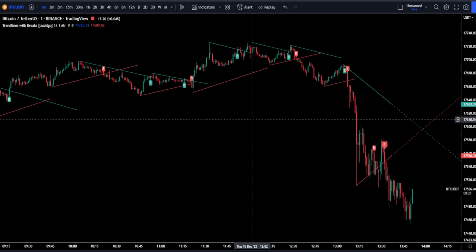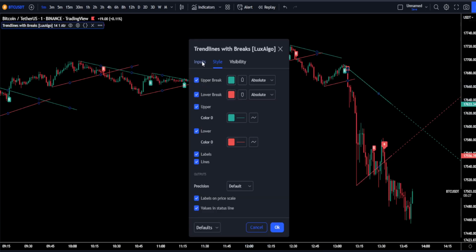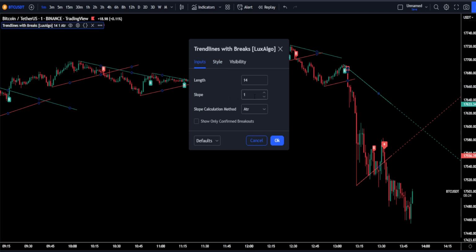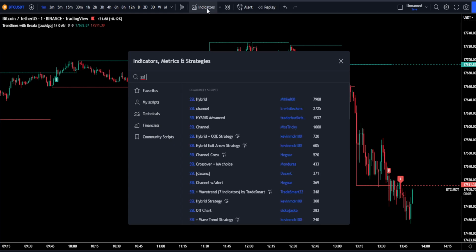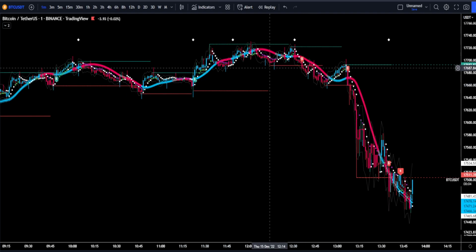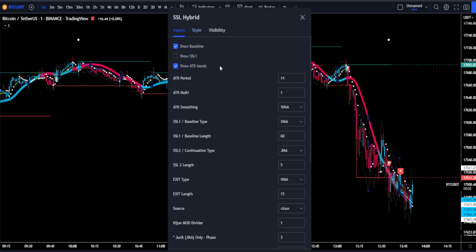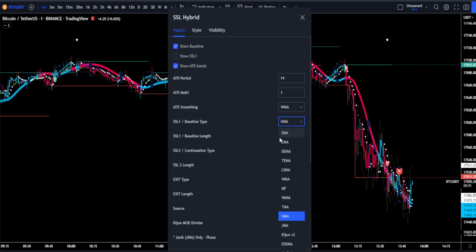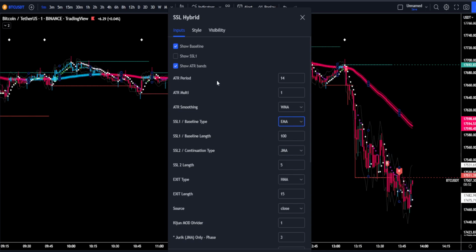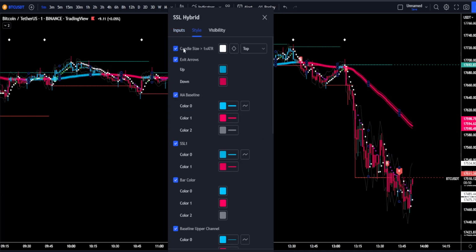The indicator settings will need to be changed, so double click on it, and in our input section we're going to be changing our slope from 1 to 0, and we're going to be ticking show only confirmed breakouts. For the second indicator we need to add our SSL hybrid, which is this one by Michael. We're also going to need to change the settings to this, so double click on it, and in the input section we're going to be changing the baseline length from 60 to 100, and we're going to be changing the baseline type from HMA to EMA. Then in the style section we're going to be changing a few things as well.